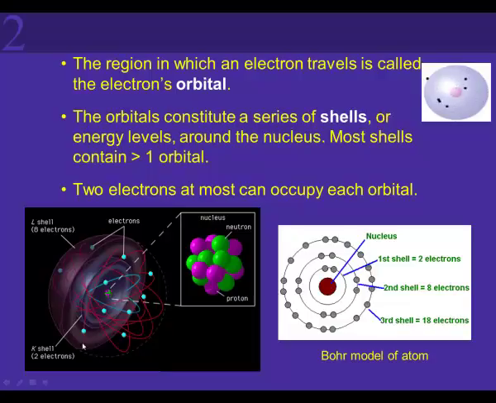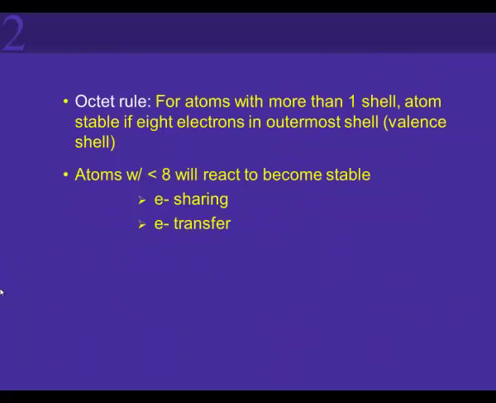I really like this diagram on the left because it shows you that even though we draw these electron shells as a sphere, what's really happening is that within each of those shells, electrons are traveling on unique paths. These paths are what we refer to as an orbital. And at most, 2 electrons can occupy each of these orbitals.